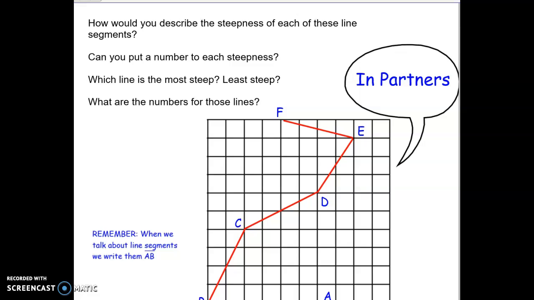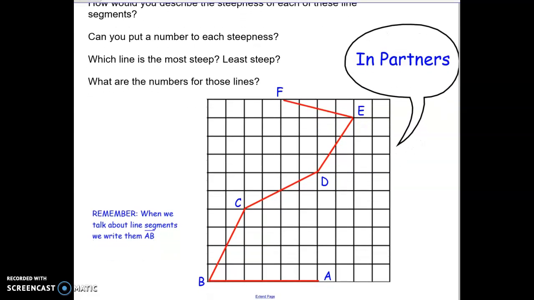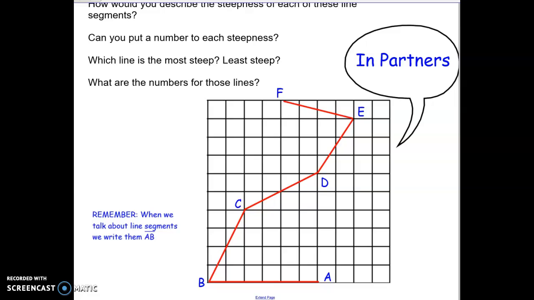So before we even get started, I want you to talk with your partners about this little graph we have here. How would you describe the steepness of each of these lines? And can you put a number to the steepness? Which is the most steep, which is the least steep, and what are the numbers for those lines? So take a minute and talk to the person around you, and we'll come back in a couple minutes, so you can pause the video.